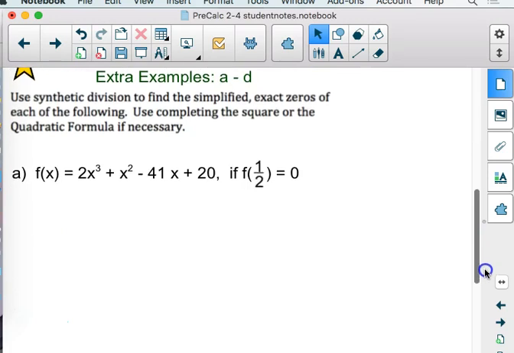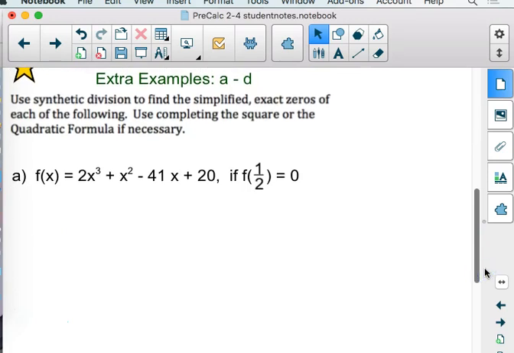So extra examples says, let's use synthetic division to find the simplified exact zeros of each of the following. Use completing the square or the quadratic formula if necessary. So if we have a quartic and 2 of them come out to be something we recognize, well, then that means there's 2 of them down there that are going to be nasty radicals. And if that happens, if you have a quadratic and you realize I'm short a couple of zeros, complete the square. Don't do the quadratic formula. Quadratic formula should just be a backup.